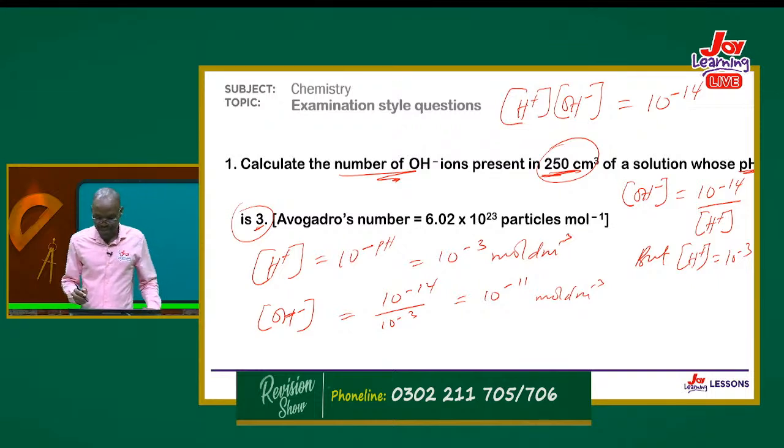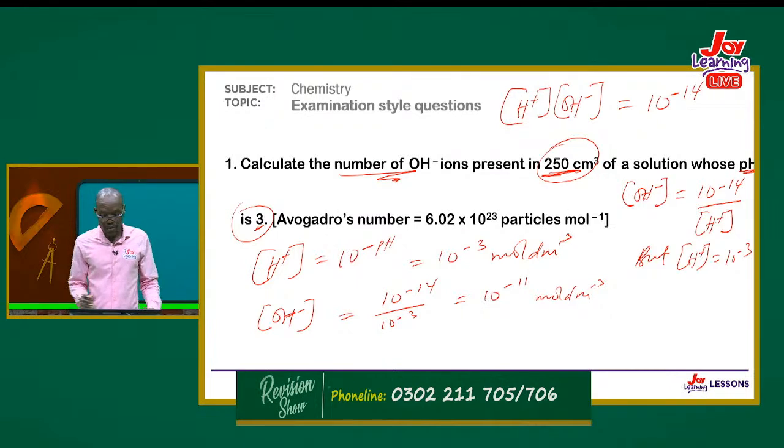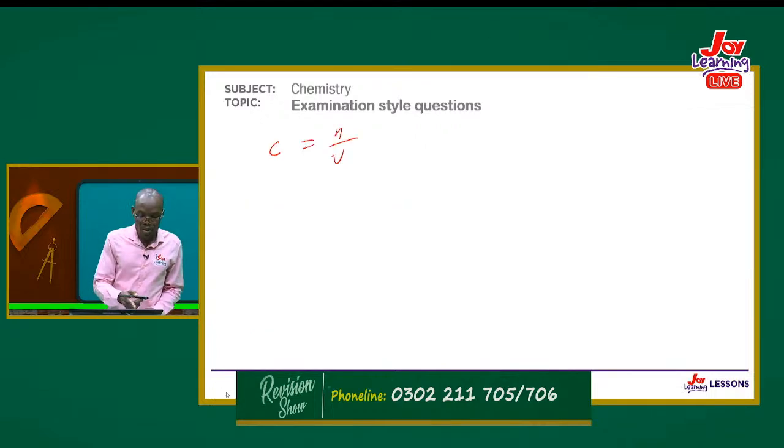Bye-bye. Thank you. So, let's work out the number of OH minus ions in 250 cm cubed of solution, okay? You can call back and give us the answer. So we have the concentration of OH minus ions as 10 power negative 11. This is in 1000. So I can use the formula C equals N on V. We are looking for N in 250. So V is 250. C is given.